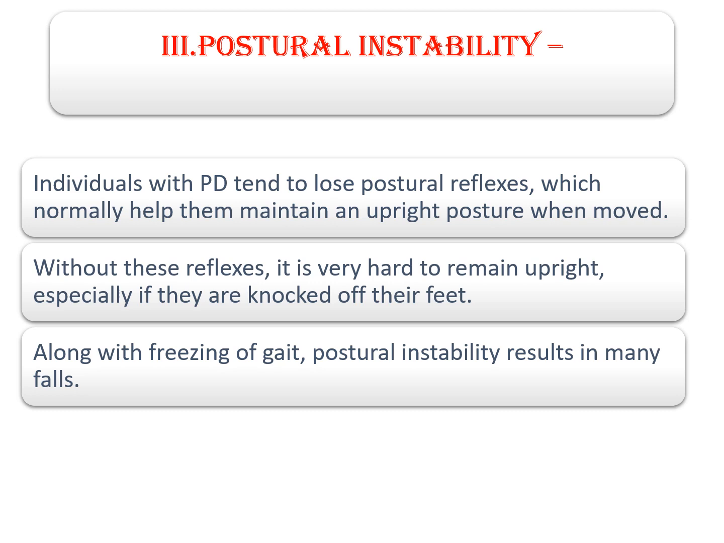Then postural instability. Individuals with Parkinson's disease tend to lose postural reflexes, which normally help them maintain an upright posture when moved. Without these reflexes, it is very hard to remain upright, especially if they are knocked off their feet. Along with the freezing of the gait, postural instability results in many falls.